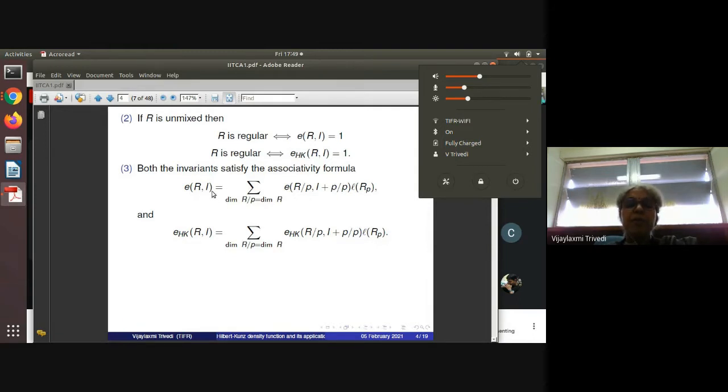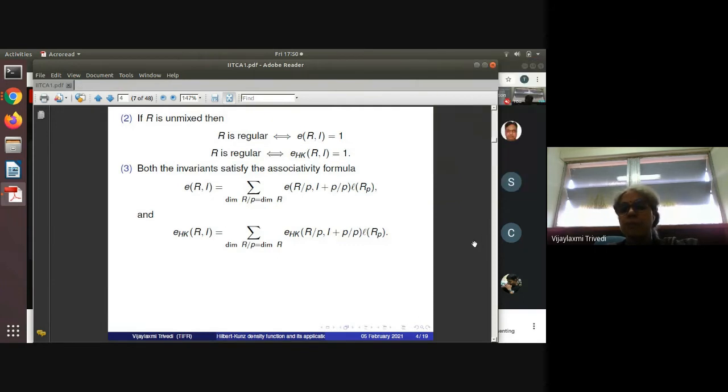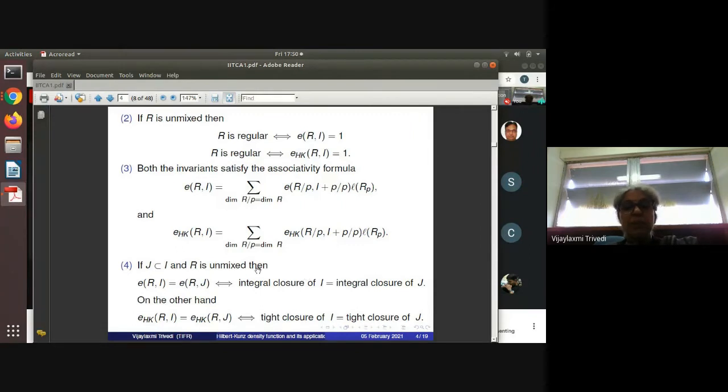So the associativity formula tells me that as far as I need to compute e or e_HK, I need to only look at the irreducible components of R which give the same dimension as the dimension of R. But this formula tells me another thing: in fact, I could have put my module here, and the same formula is e(M, I) is the sum of multiplicity of R mod P and length of M_P. So for all purposes, I can consider my ring to be a domain. And the other thing is, taking Noether normalization if possible, I can always assume the ring is normal. So that way this formula is useful.